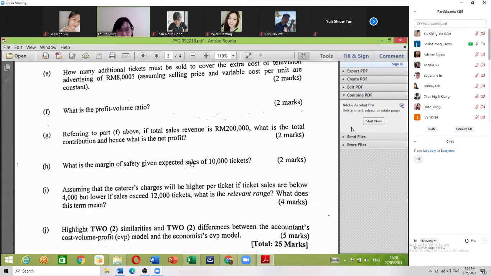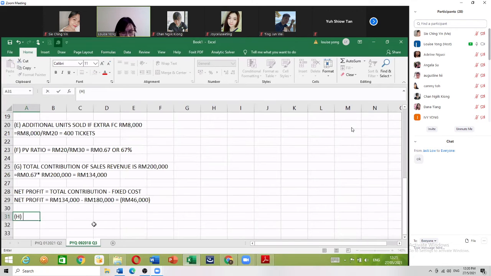Okay, so what is your margin of safety if, let's say, your sales is 10,000 tickets? Okay, so what is your margin of safety here? Expected sales less your break-even sales, then divided by your expected sales. So here, expected sales will be 10,000 units.